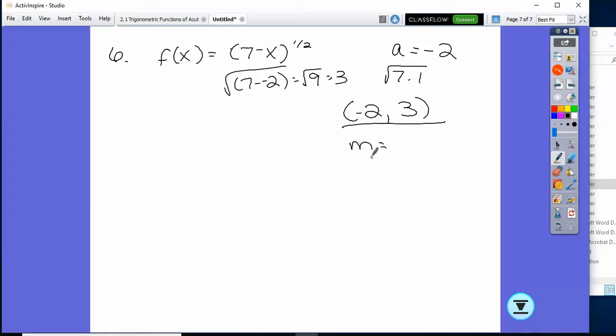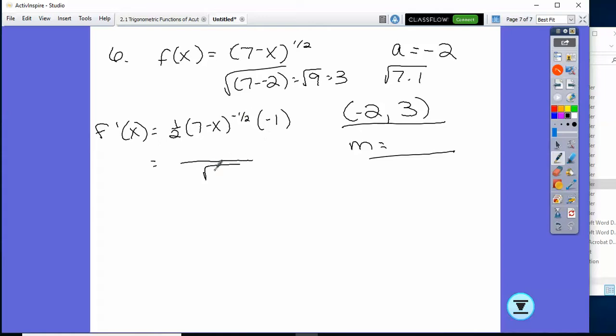Now we need the slope. How do we get the slope? We have to do the derivative. Slope of a tangent line is the derivative. So, f prime of x, 1/2 comes down, inside stays the same, subtract 1 from the power, times the derivative of the inside, which is -1. A negative power, we put it on the bottom, so we get -1 over 2 square root of 7 minus x.